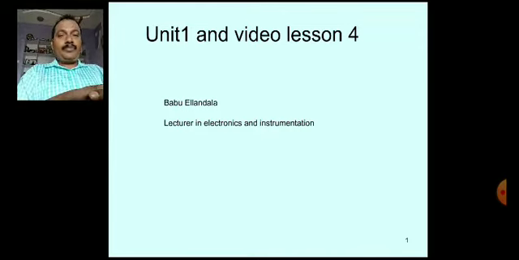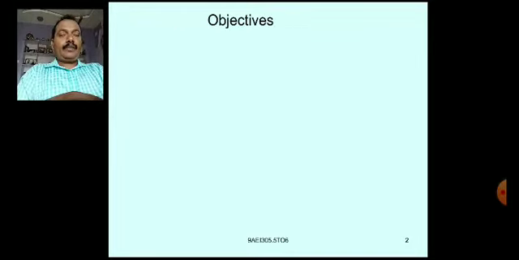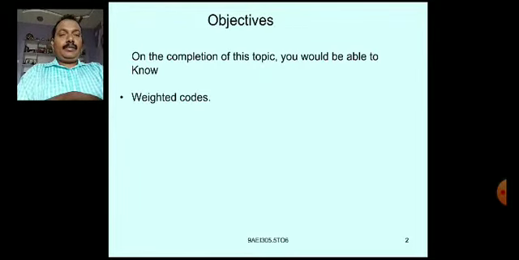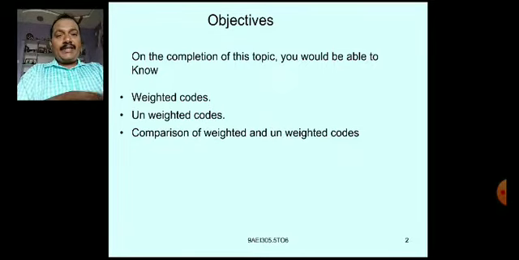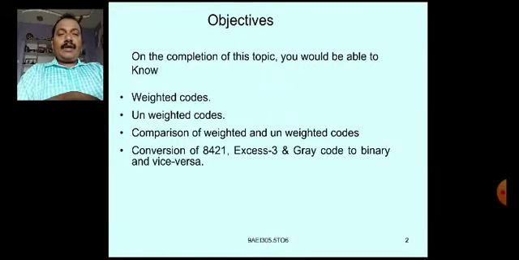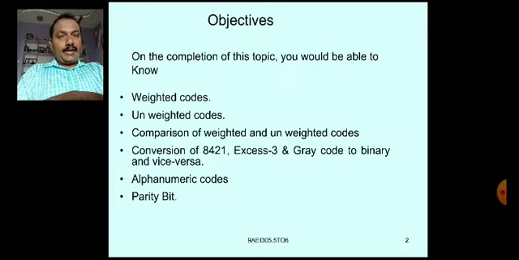Today's lesson objective is weighted codes, unweighted codes, and the comparison of weighted and unweighted codes, and conversion of weighted codes 8421 into XS-3 and gray code to binary and vice versa. Conversion also we will discuss. Alphanumeric codes and parity bit.